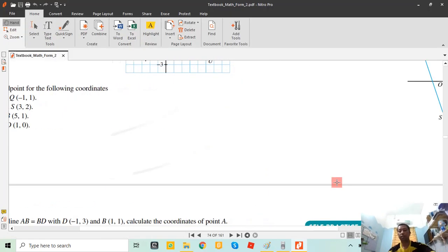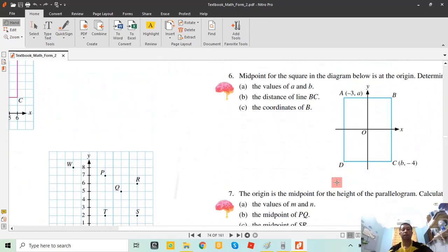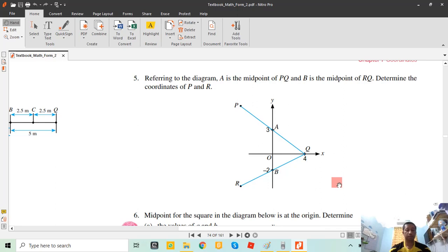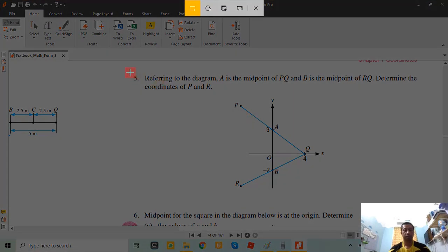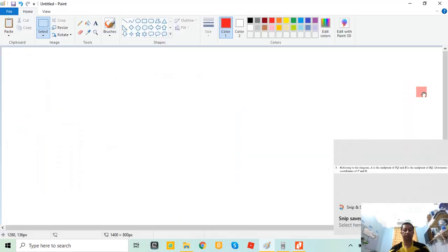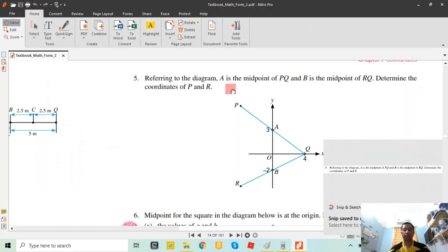Okay, next we go to question 5. Okay, question 5. And then the diagram.